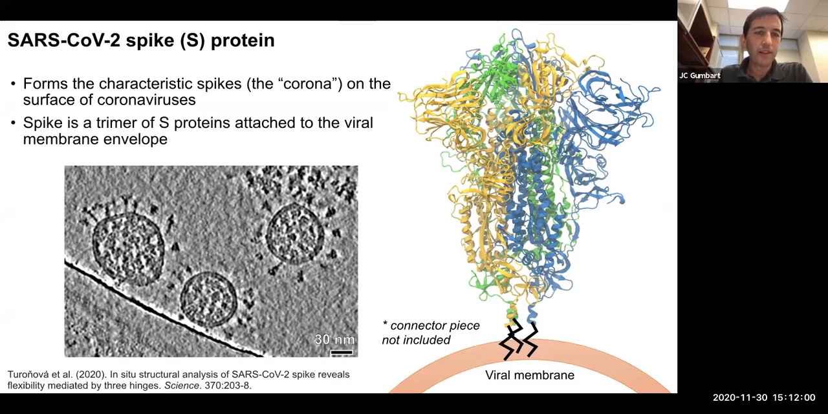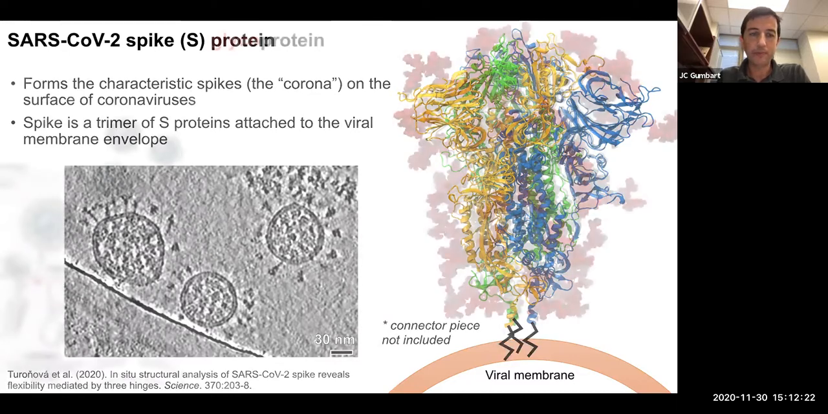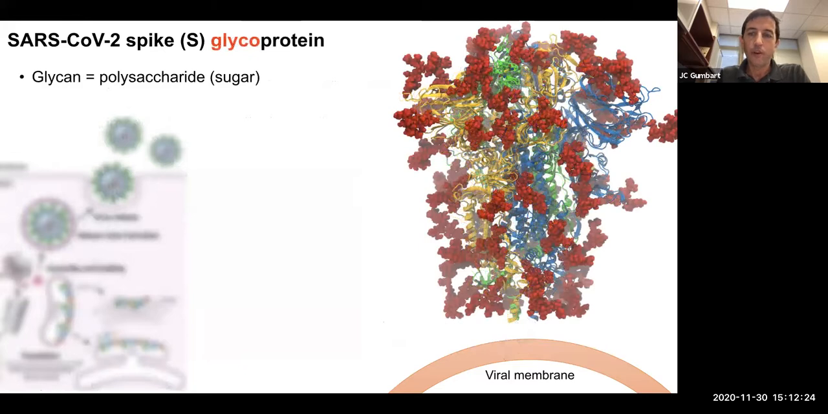Okay. So the spike protein is a trimer of this S protein attached to the viral membrane envelope. So I show it there on the right. Just to note, we do not include the membrane bound part. We only focus on the part above the membrane. So one thing to emphasize, it's not just a protein, it's really a glycoprotein.